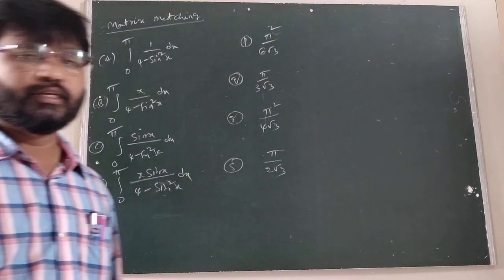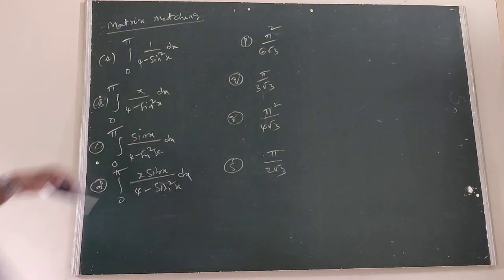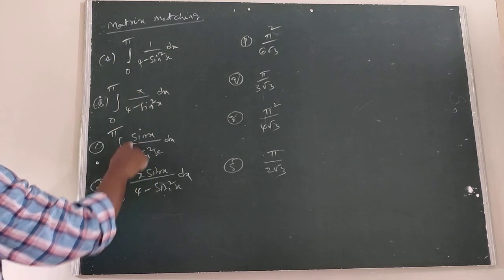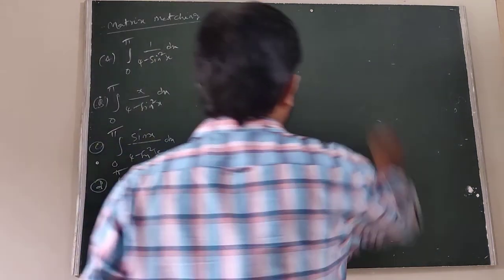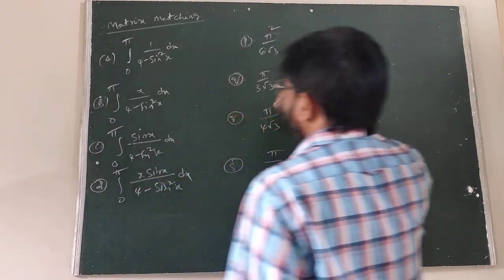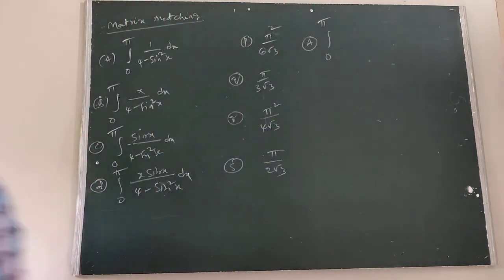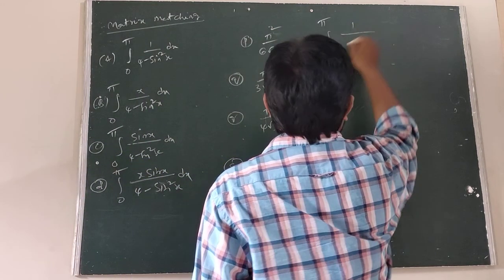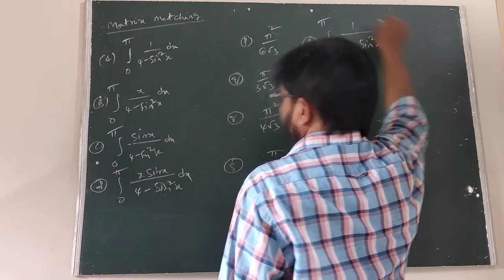Now the matrix matching type. Here A, B, C, D are 4 given. The difference of these two is x and the difference of these two is x. So first, how to find the first one? A. A is the integral from 0 to pi of 1 by 4 minus sine square x dx.